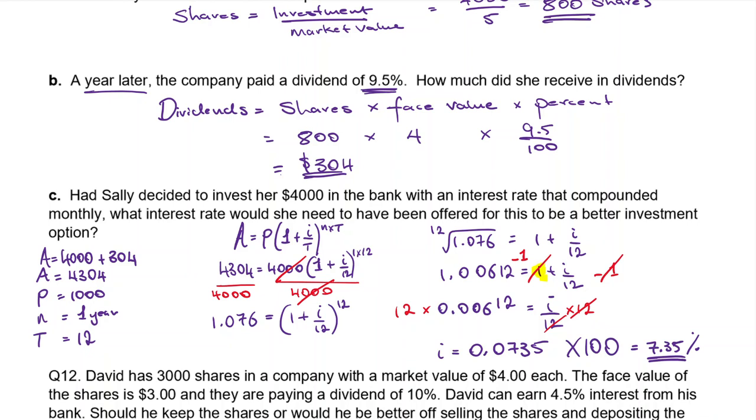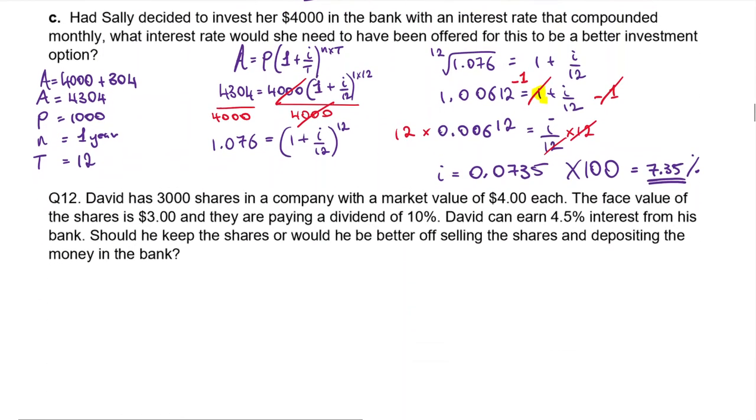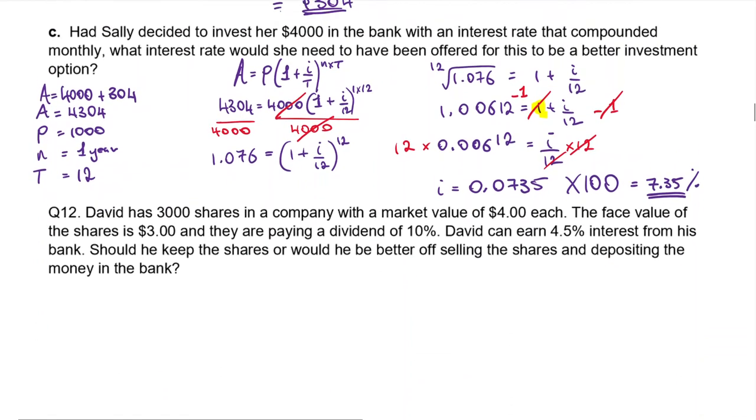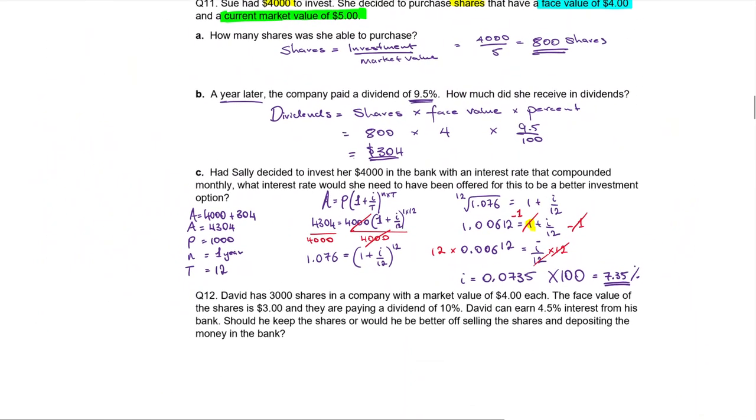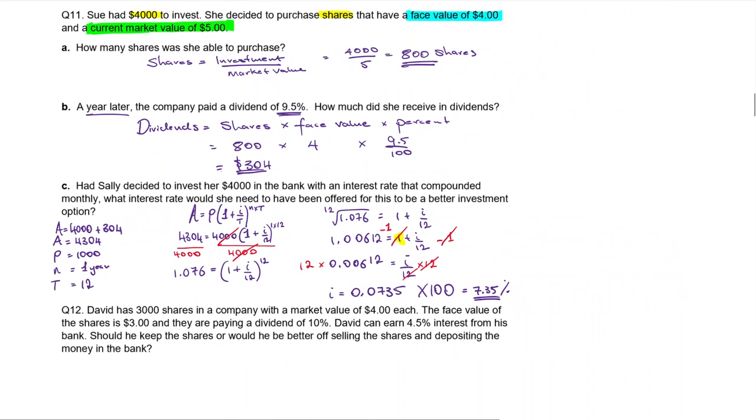Now people asked me to do question 12 as well, but if you read question 12, it's just a breakdown of question 11. So let's have a read. David has 3,000 shares in a company with a market value of that much. The face value of the shares is $3 and they're paying a dividend of 10%. So David can earn 4.5% interest from the bank. Should he keep the shares, or would he be better off selling off the shares? So either compound interest or shares. So same question, is just that we broke it down in question 11.